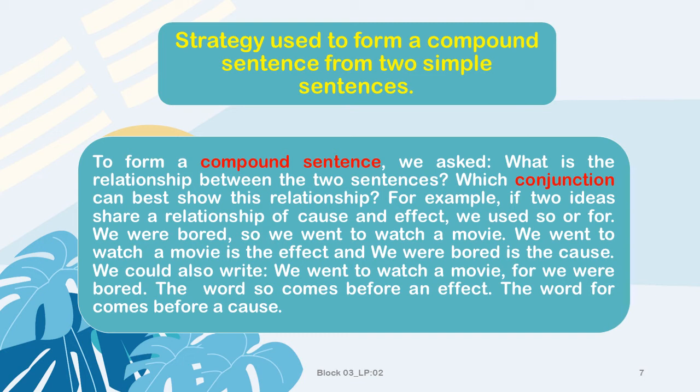We went to watch a movie is the effect, and we were bored is the cause. We could also write we went to watch a movie for we were bored. The word so comes before an effect. The word for comes before a cause.